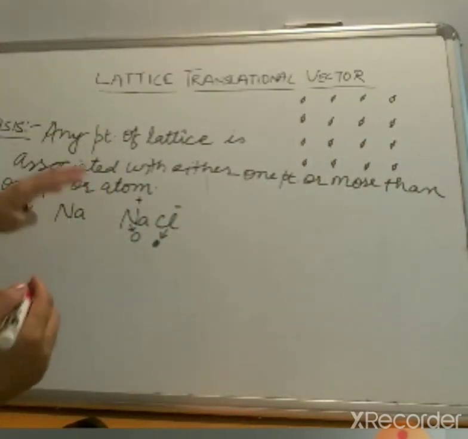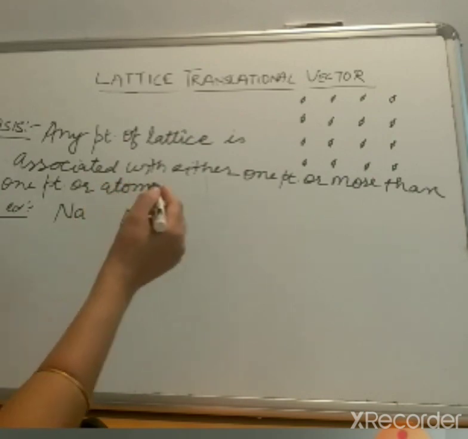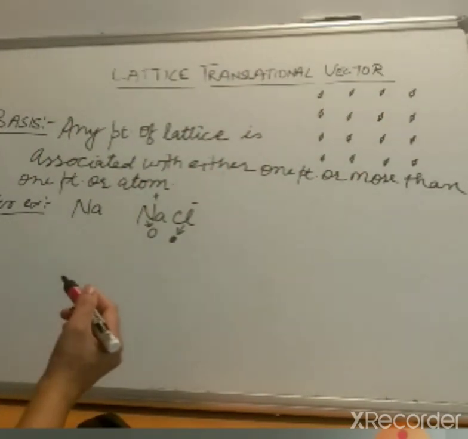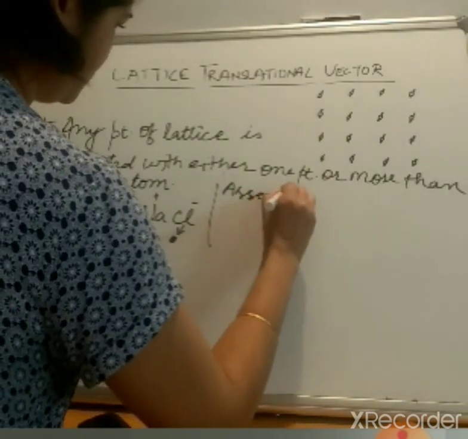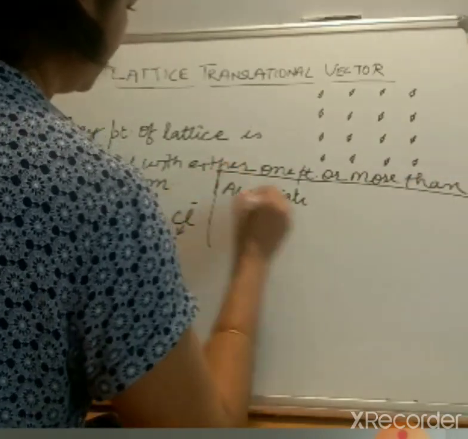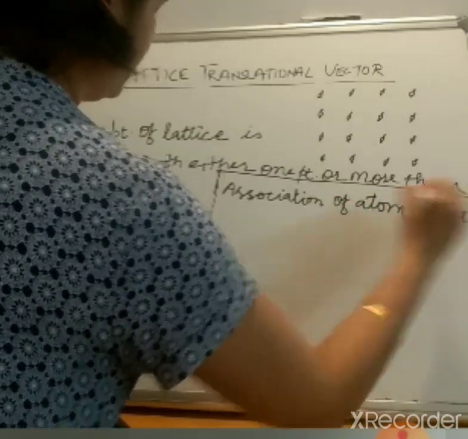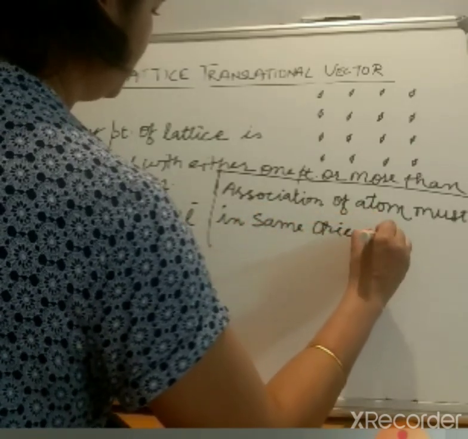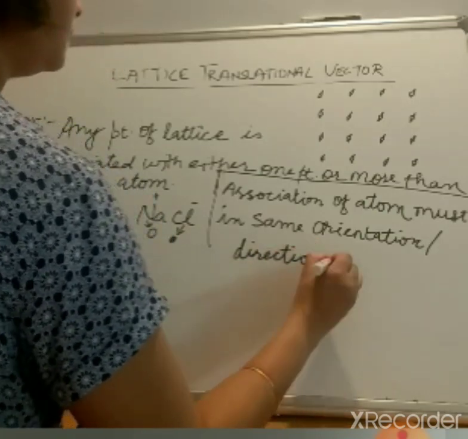So, any point of lattice is associated with either one or more than one point or atom, but provided they must be in the same orientation or same direction. So, what I said, association in same orientation or direction.